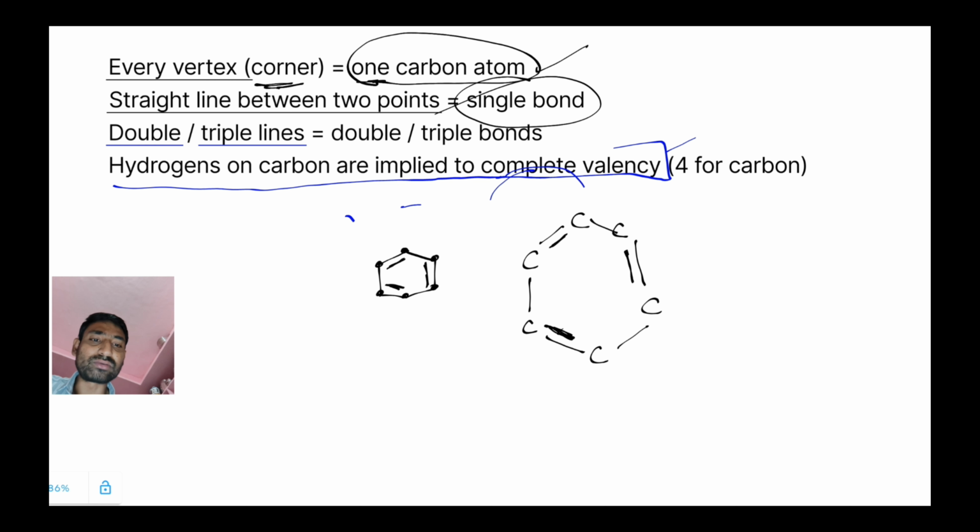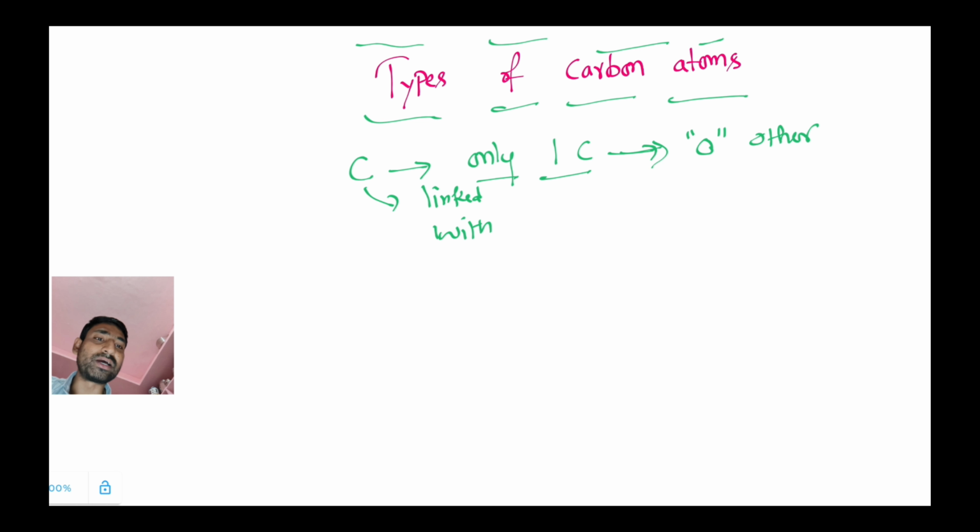Now I want to move to today's topic. The name of the topic is types of carbon atoms, or degree of carbon atoms. Degree of carbon atom in an organic molecule. Just look here. If a carbon is linked with only one other carbon atom or zero other carbon atoms, that one is nothing but a primary carbon.